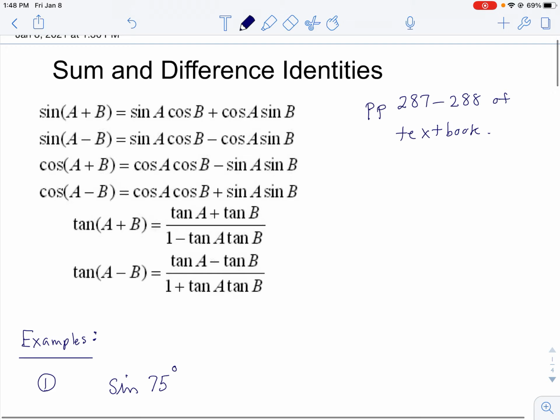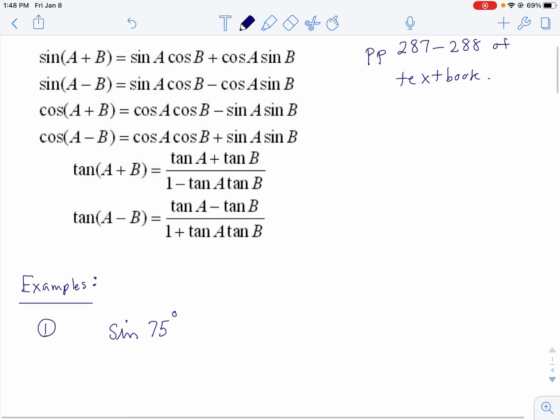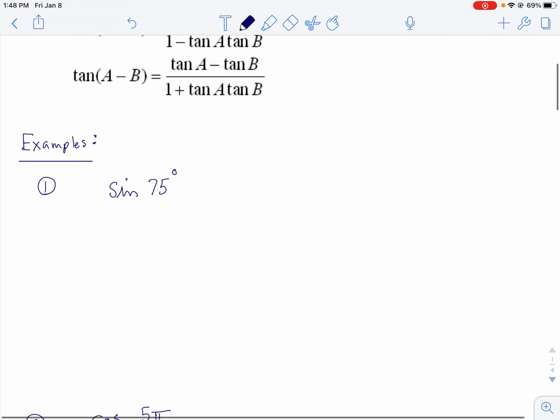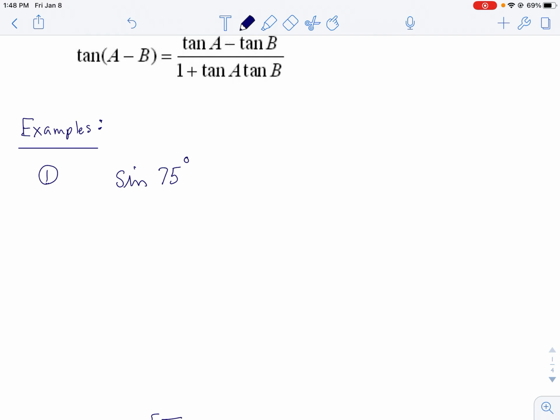So I'm going to run through a couple examples that I'd like you to kind of work through as I speak them out. So suppose you wanted to find the sine of 75 degrees, which is not one of our memorized angles, and you need to do this without a calculator, okay? So I don't want a decimal equivalent, I actually want the real exact value for sine of 75.